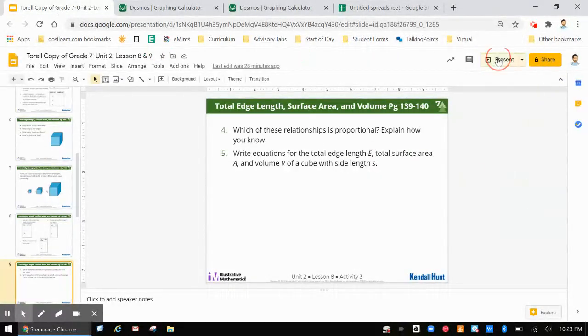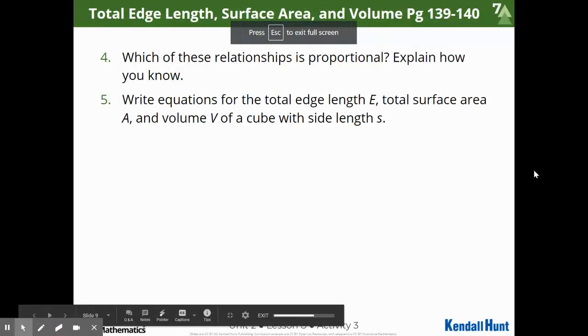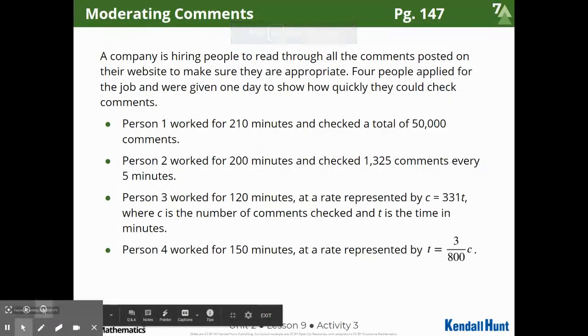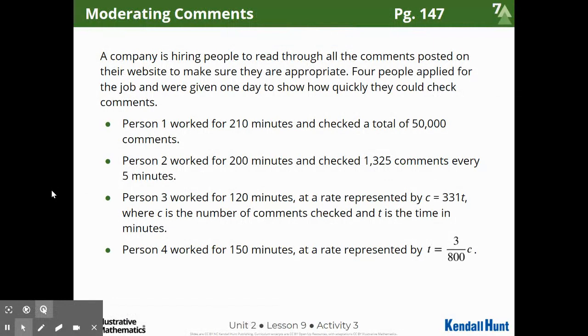So, all right. So carrying on. On page 147, it starts off with moderating comments.